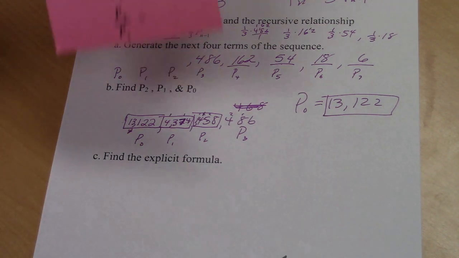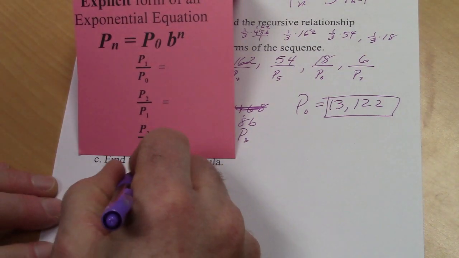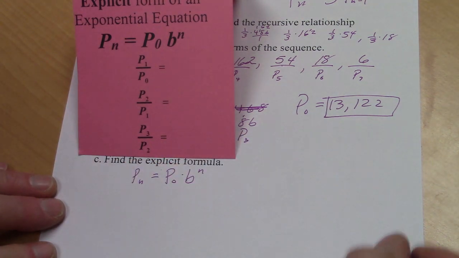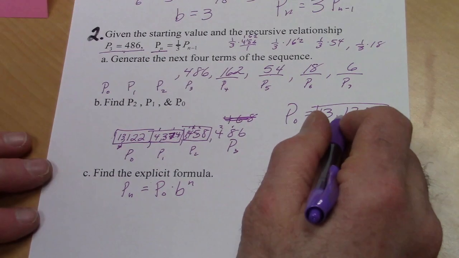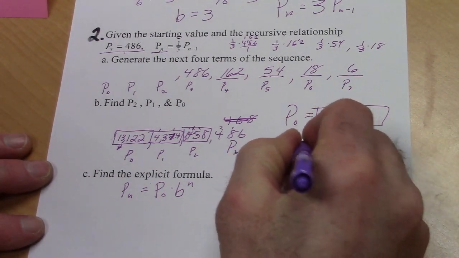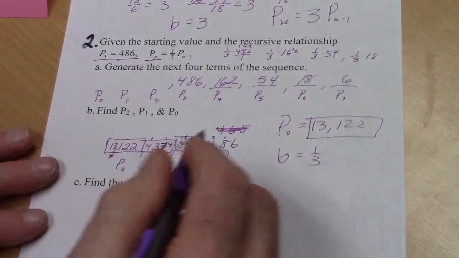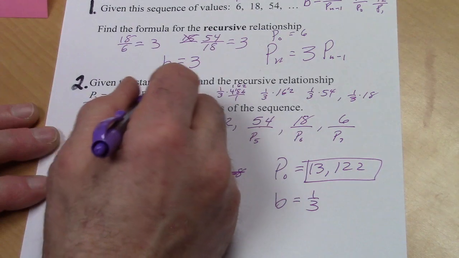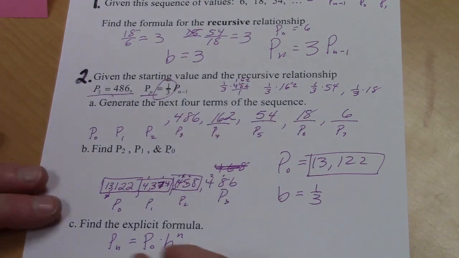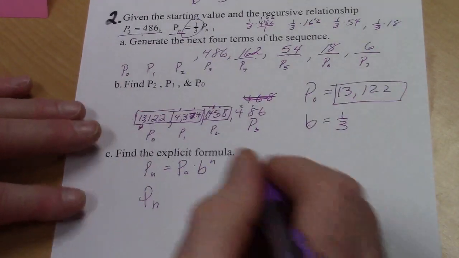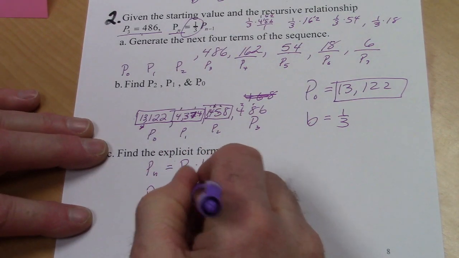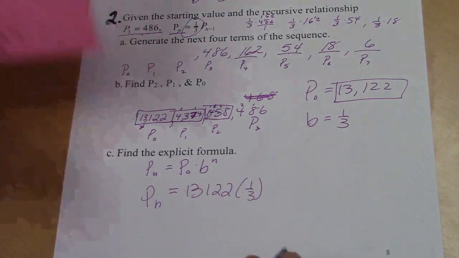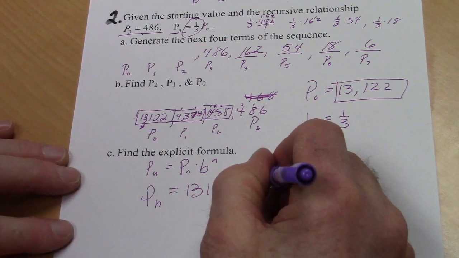So remember, the explicit formula is of the form P sub n is equal to P sub 0 times b to the n power. And now we know P sub 0 was 13,122. Remember, b was 1/3, right? b was equal to 1/3, it was given right there actually. And so we get P sub n is equal to 13,122 times 1/3 to the n power.